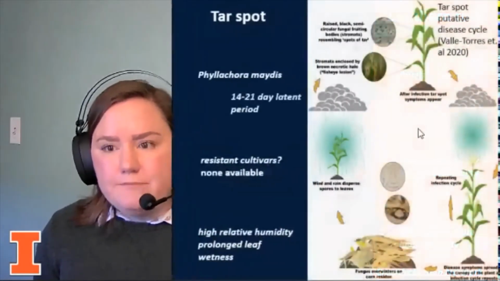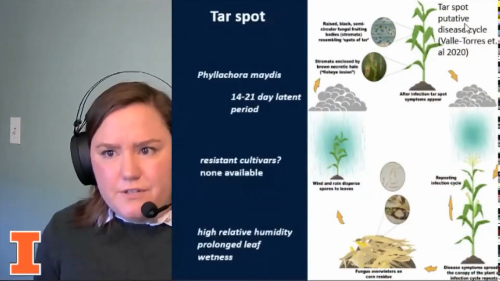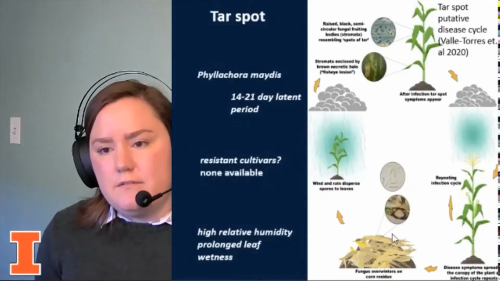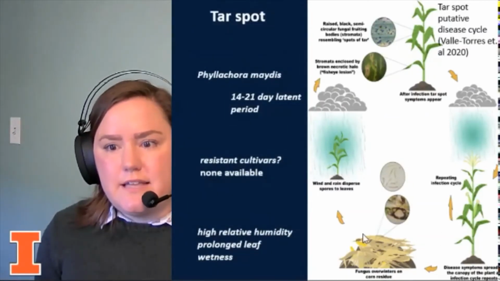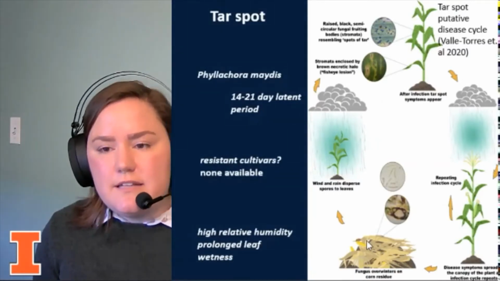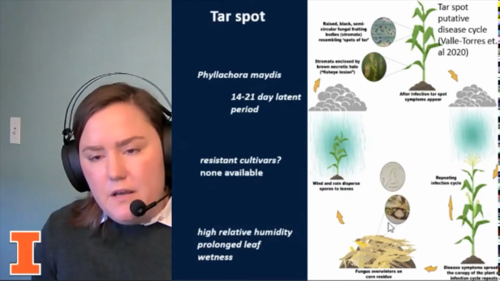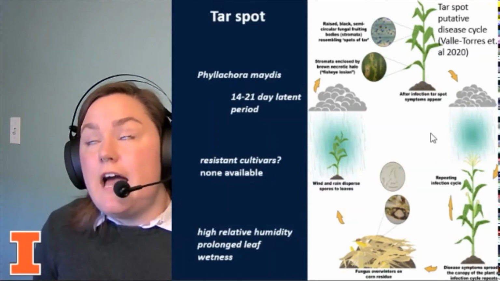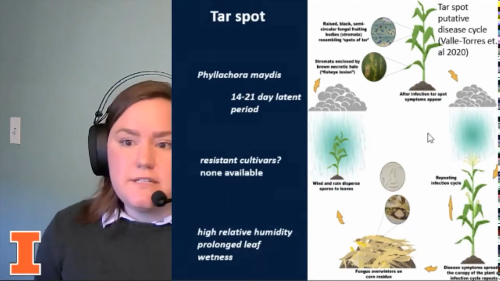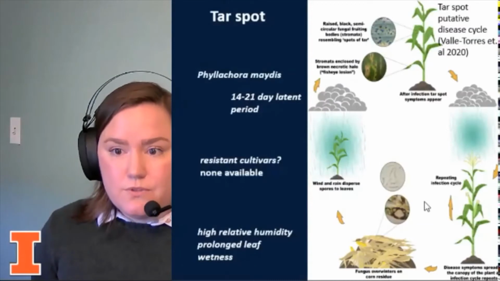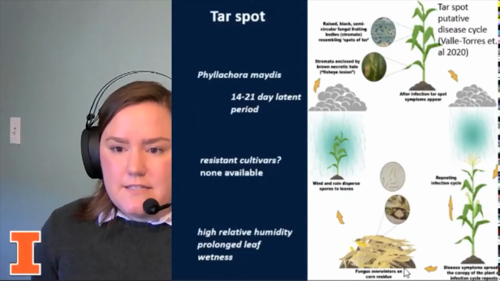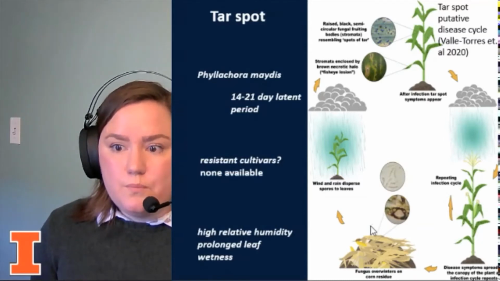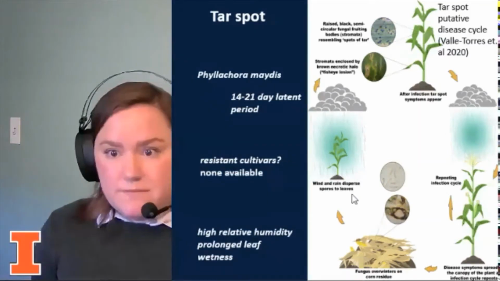Now for tar spot, this is the putative disease cycle, assumed to be the disease cycle of tar spot. When we're looking at the disease cycle and we see that the fungus overwinters on residue, that's just a helpful thing to remember. And that's where I can find a lot of value in considering disease cycles, and maybe you will too, is to see this perspective of where the fungus overwinters, because that can help you with management decisions.